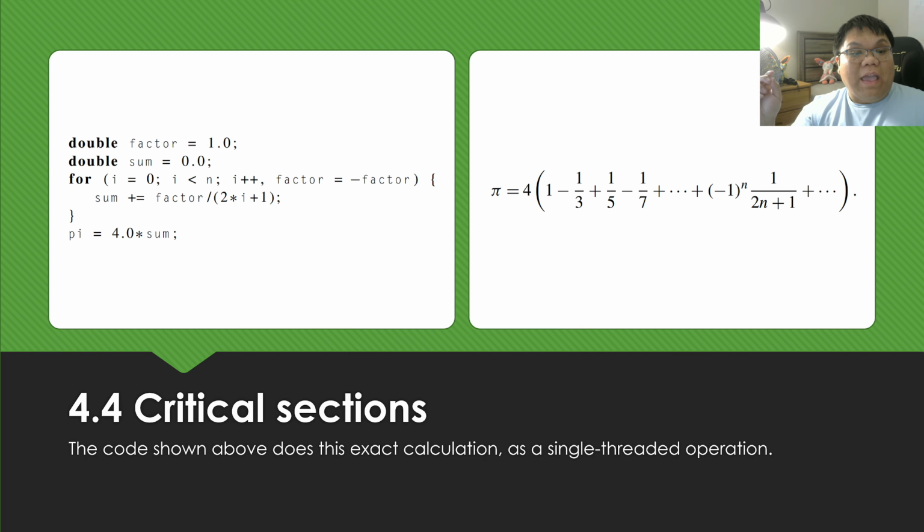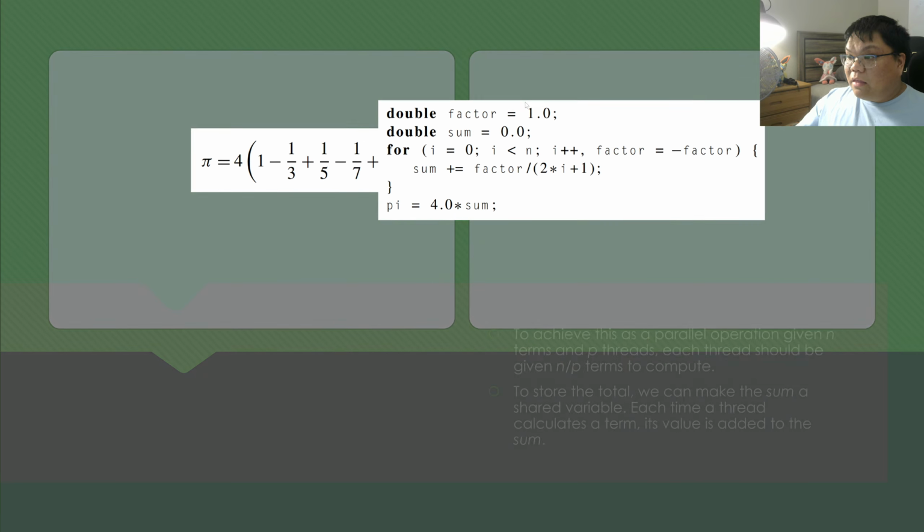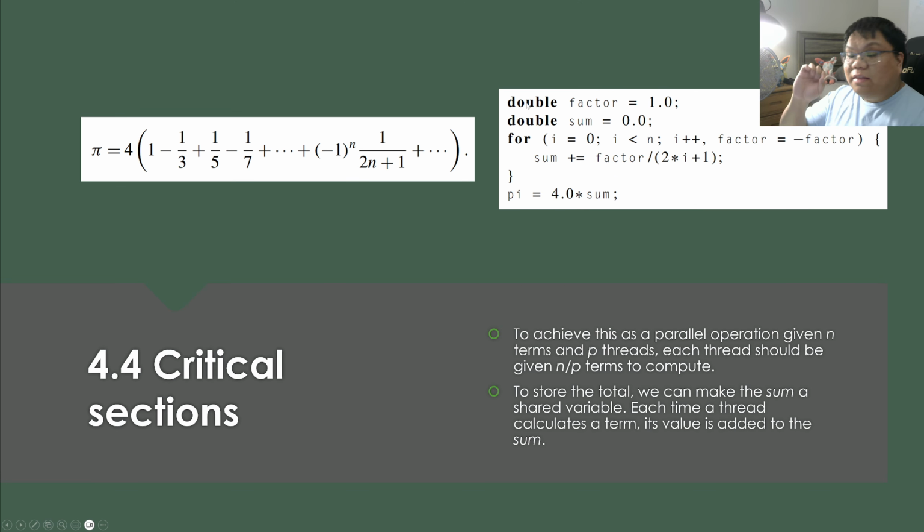We can do that by, in addition to saying i++, we also say factor equals negative factor. The factor starts as 1. By saying factor equals negative factor, we alternate the sum, so every other term is negative. Of course, this isn't the full sum. We have to multiply it by 4 to get the number pi. So that is a single threaded implementation. If you want to achieve parallel operation given n terms and p threads, each thread should be given n over p terms to compute.